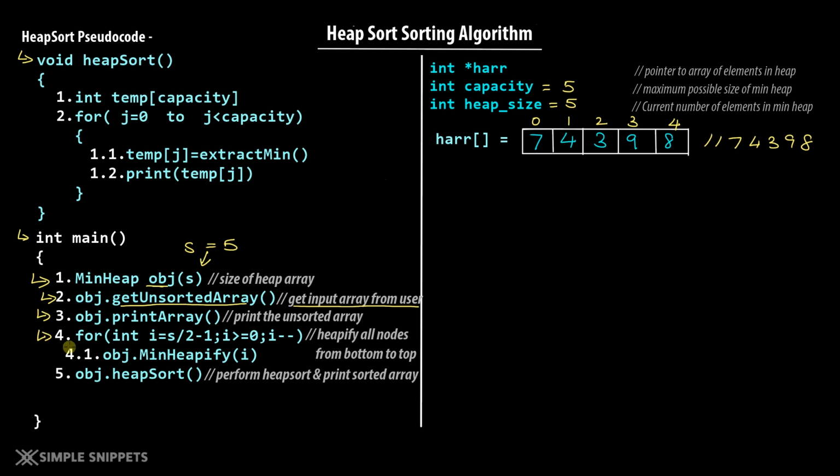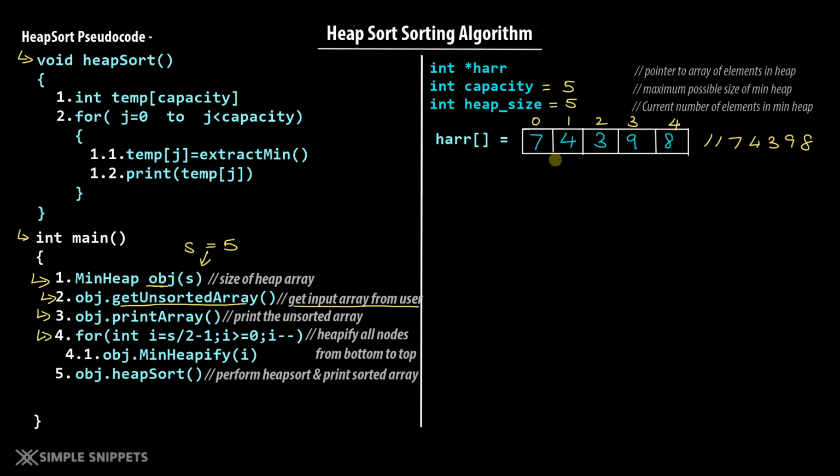Now, step 4 is, as I mentioned, you need to first heapify this array. When you heapify this array, the minimum value will come at the root level, right? Because this is a min heap. And then you can do the extraction. So for the first time, when the values are all random, you have to heapify all the nodes. And that is the reason why you have to run a for loop.